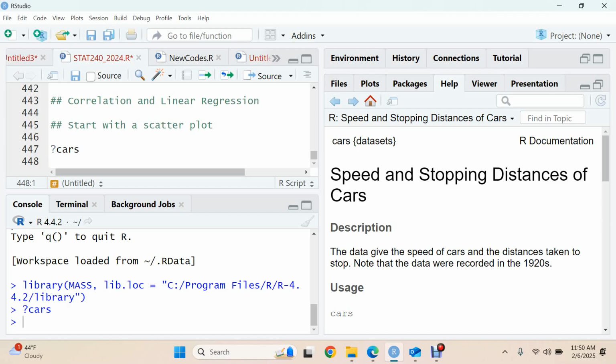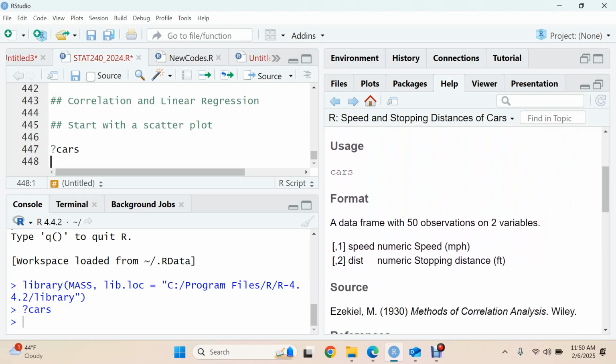Okay, so cars, the format is this. It's a data frame. We know what a data frame is, isn't it? It's rectangular. The columns will be what? Variables. The rows are what? Individuals. So it has two variables, speed and what? Dist. Dist is distance.